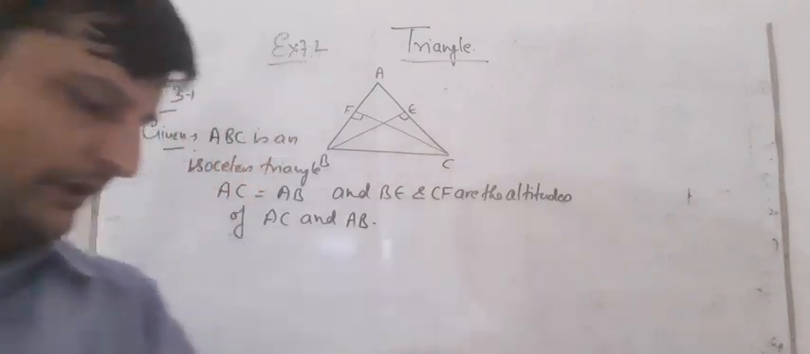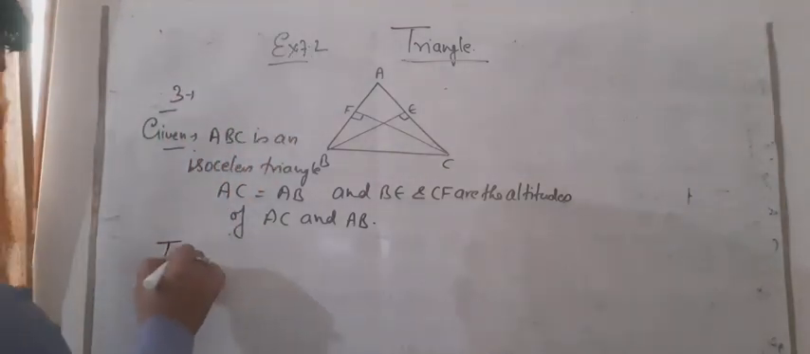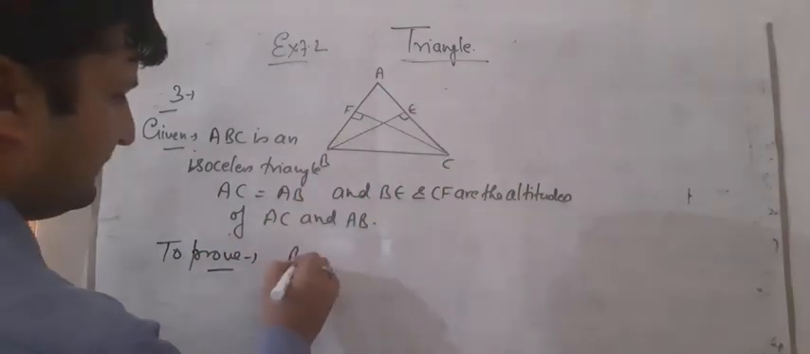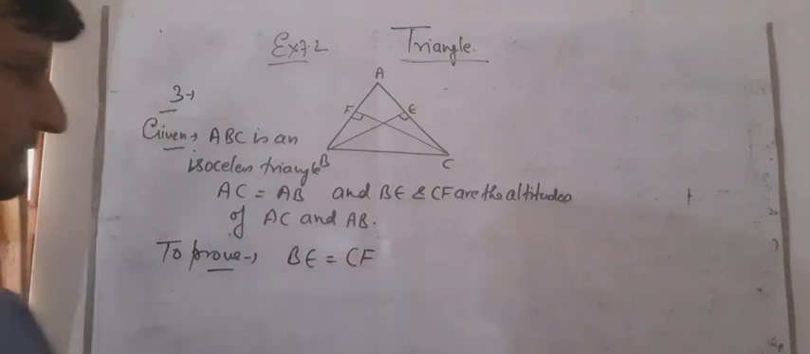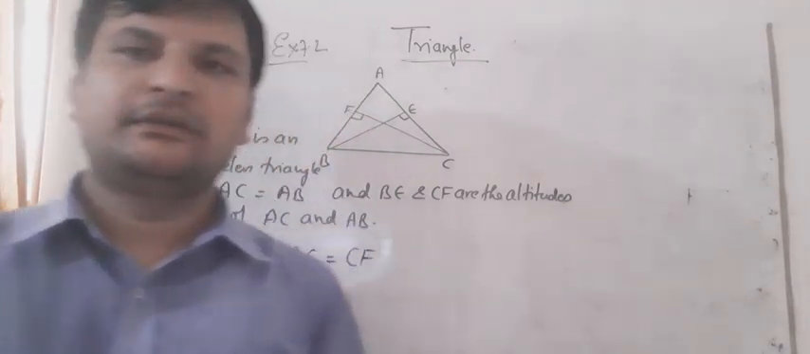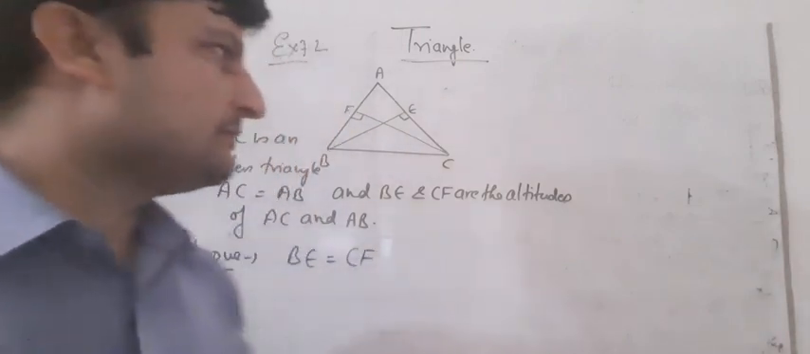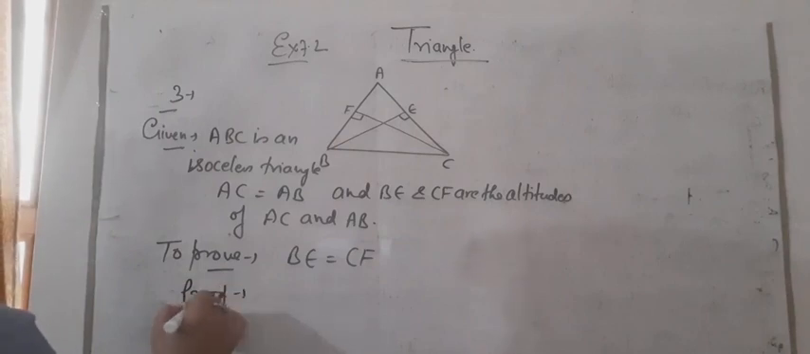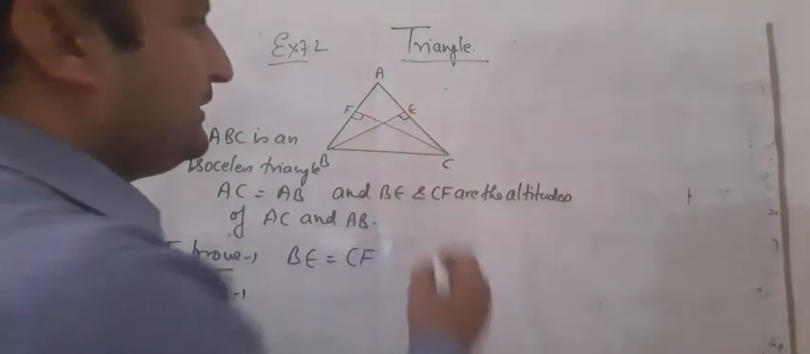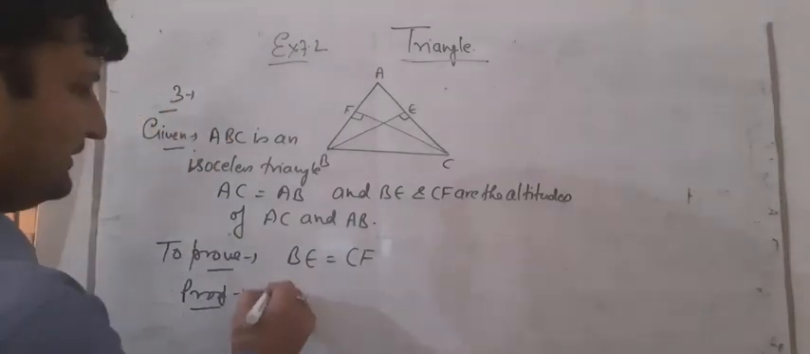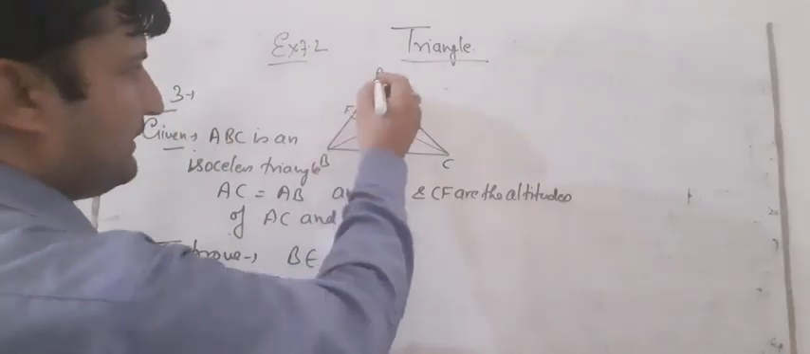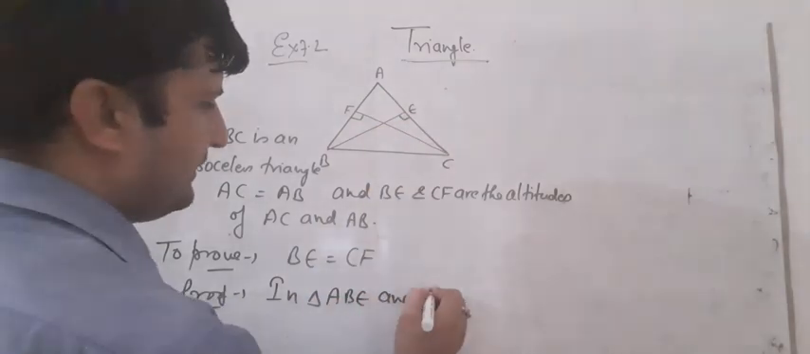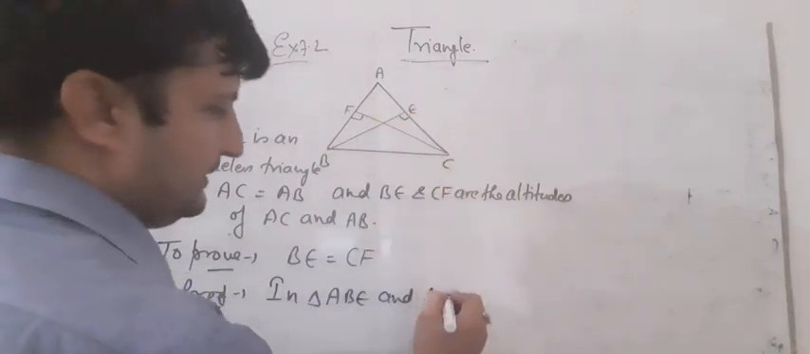So what we have to prove now? Prove that BE is equal to CF. Now in this question we have to prove that BE is equal to CF. It means the altitudes are equal. So student, how can we prove it? For proving it, we will take two triangles. In triangle ABE and triangle ACF.